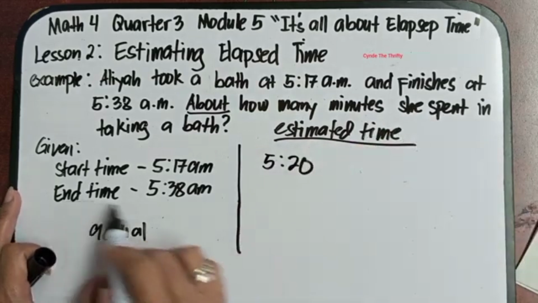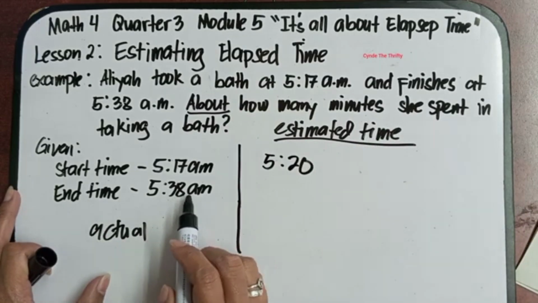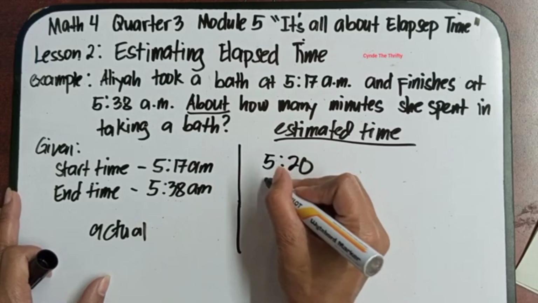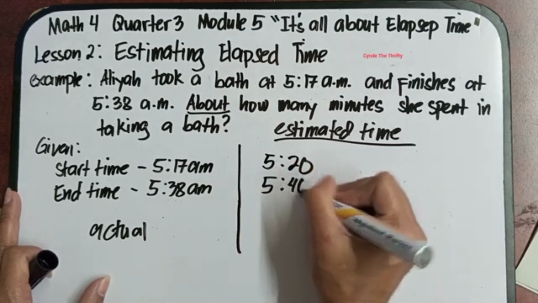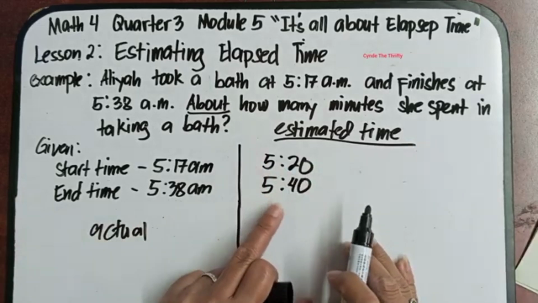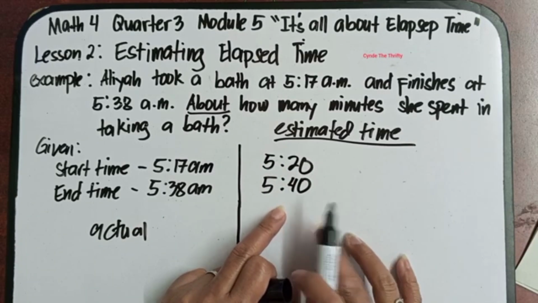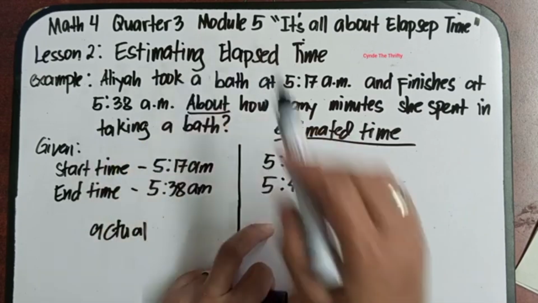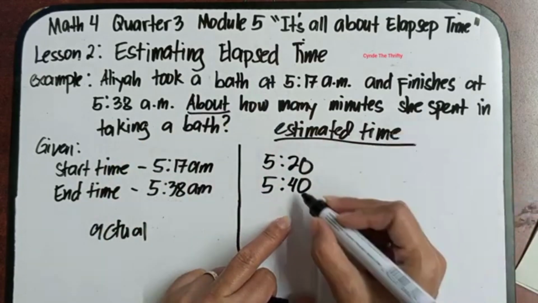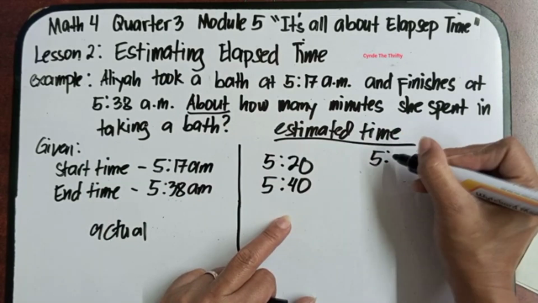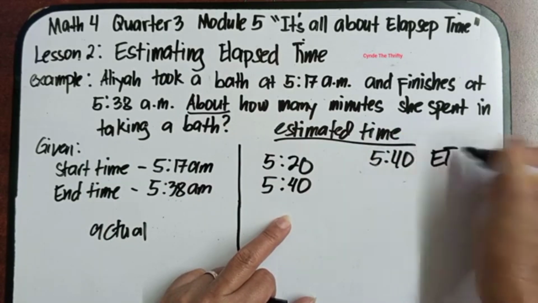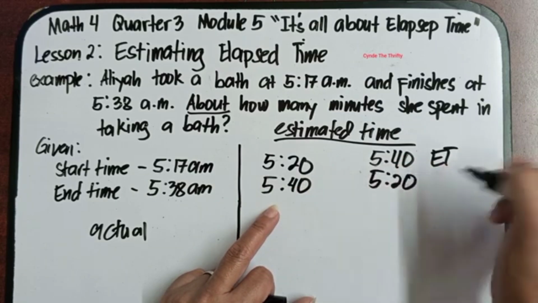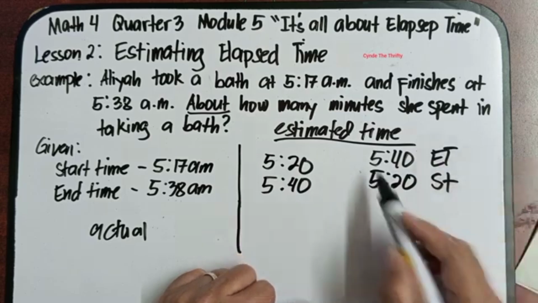And then, dito sa end time natin, 38. Saan mas malapit si 38 sa kanyang 10 or nearest 10? Sa 40. So, ibig sabihin, ang ating end time is 5:40 a.m. So, ito na yung estimated time natin. Ngayon, ang gagawin natin is isubtract na natin silang dalawa. So, isubtract natin ang ating starting time from our end time. So, ang end time natin is 5:40. Ito yung ating end time. And then, ang ating beginning is 5:20. So, 5:20 ang starting. End time, 5:40.